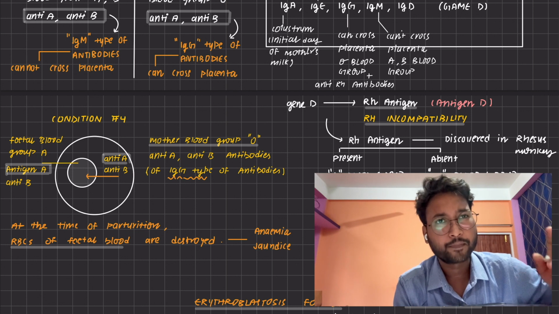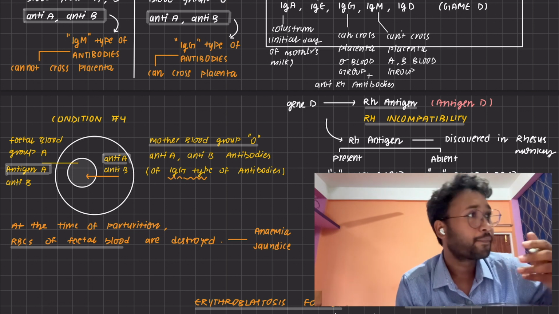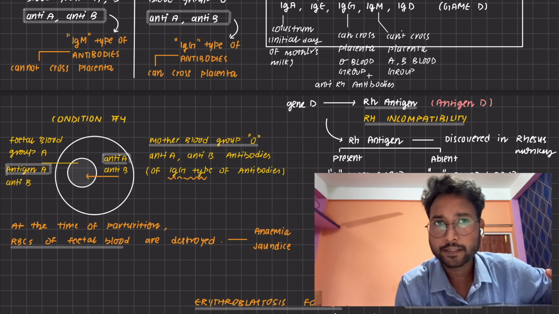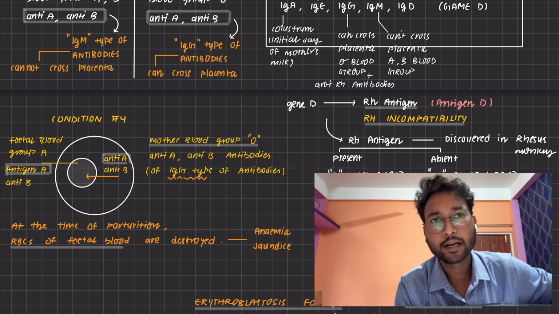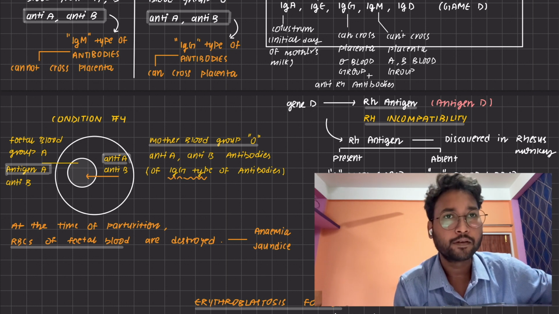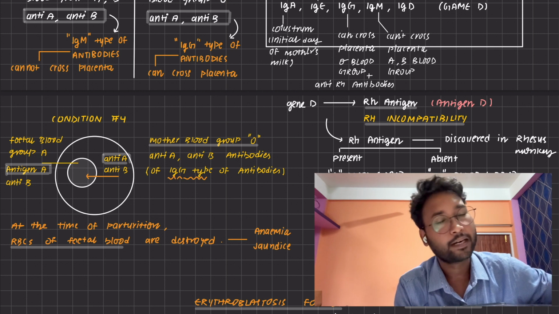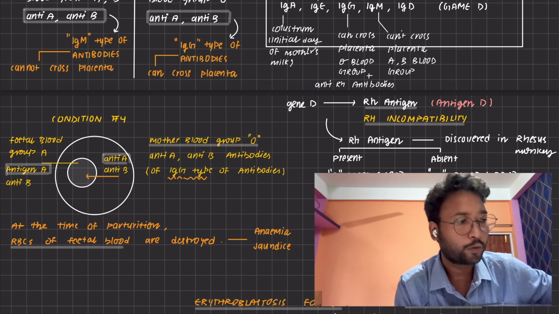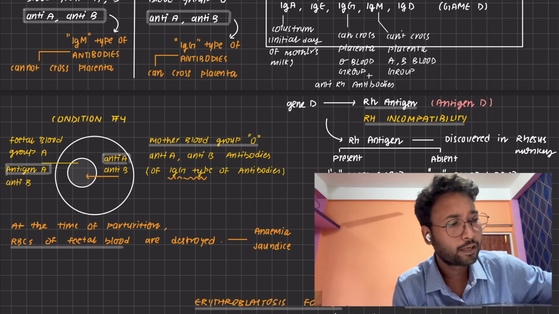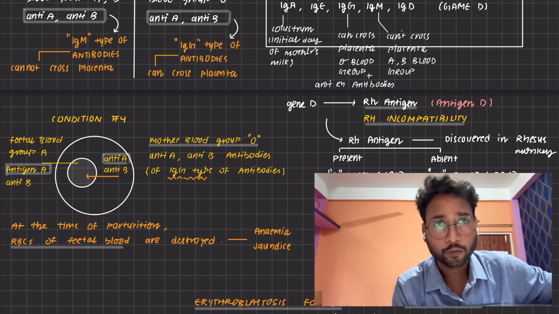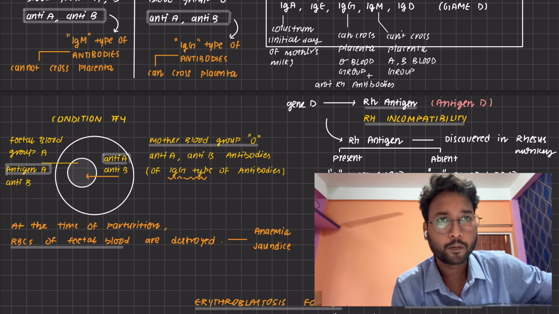In the same case, O negative will not have A antigen, will not have B antigen, and neither will it have Rh antigen. That is, it has no antigen. That is why it can donate blood to anyone, and that is why it is called the universal donor. And remember, a patient with a positive blood group can't donate to a patient with a negative blood group.